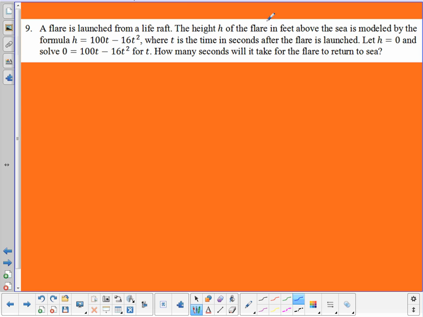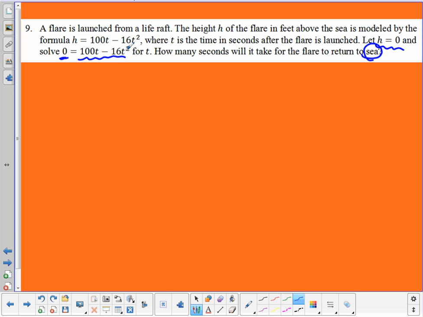So we are going to solve this when h is equal to 0. And the reason we're solving this when h is equal to 0 is because we want to know when it gets down to sea level. And height at sea level is 0. So let's take a look at the equation that we have. This is 100t minus 16t squared.